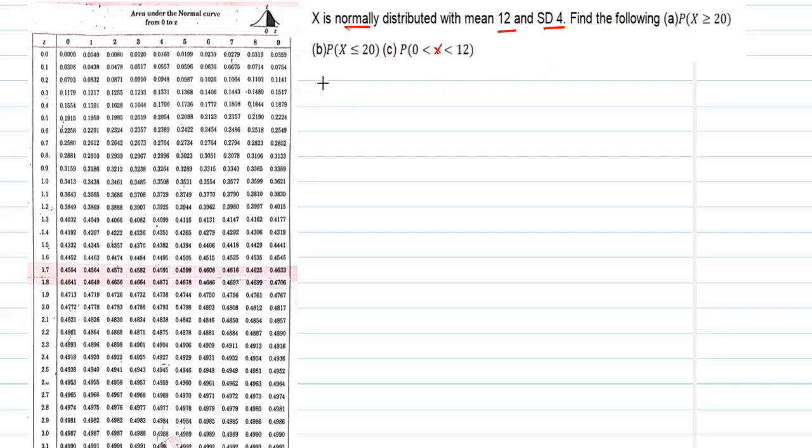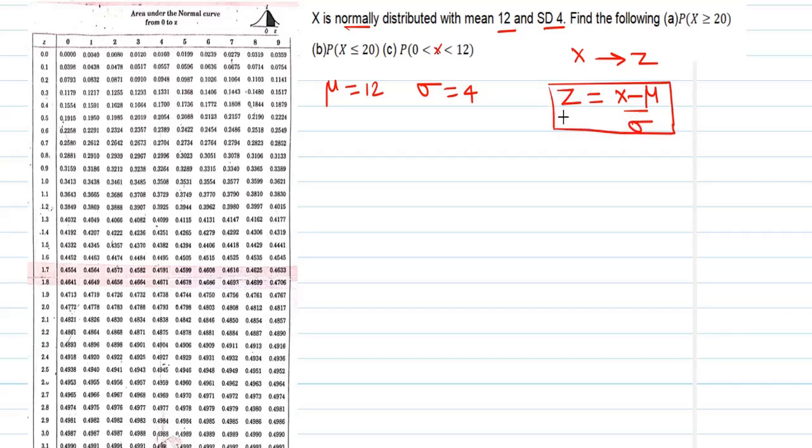So these are the values for which we need to estimate the probabilities. Now we will use the data which has been given to us. Given mean mu is equal to 12 and standard deviation, which is denoted by sigma, is equal to 4. The conversion from the variable x to the variable z is aided through the transformation z is equal to x minus mu divided by sigma. So this is the formula which we need to keep in mind. So z is equal to x minus mu by sigma.